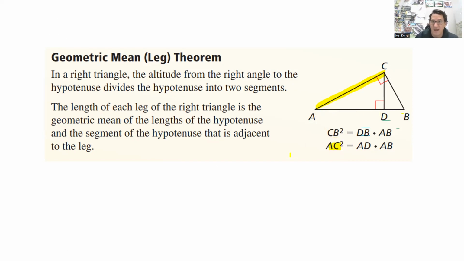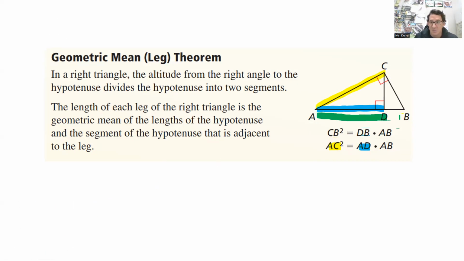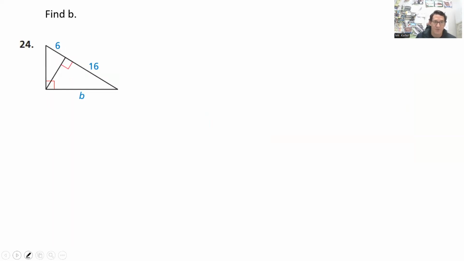So we're still going to use parts of that hypotenuse, but this time it's going to be AD times AB. So for here, it's going to be the longer chunk of the hypotenuse times the whole hypotenuse. So if you're trying to find the medium leg, it's going to be the long chunk of the hypotenuse times the whole hypotenuse. If you're trying to find the short leg, it's the short part of the hypotenuse times the whole hypotenuse. So let's go back, look at the whole thing here.